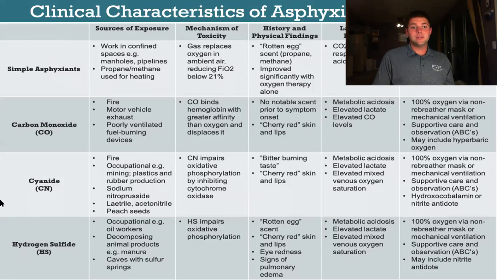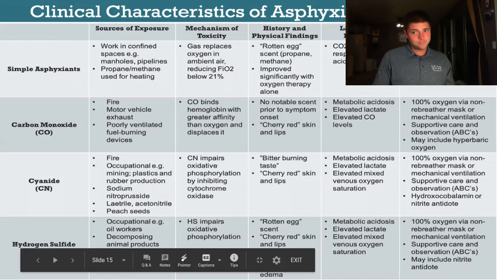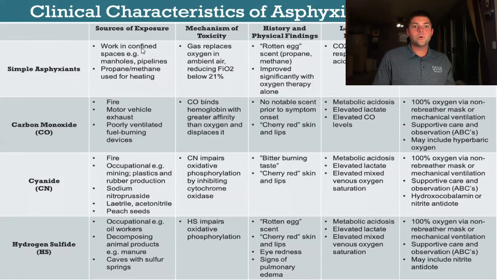Obviously, there's worse ones. Carbon monoxide and cyanide are both in here, and those are much worse. Let's look at asphyxiants. Asphyxiant means it makes you not be able to breathe properly. So working in confined spaces, manholes, pipelines, propane, methane used for heating, those are going to make you feel, I can't breathe. And it's your body reacting to that. It's almost like a choking agent where you don't want to take any more of that poison. Gas replaces oxygen in ambient air, reducing the FiO2.